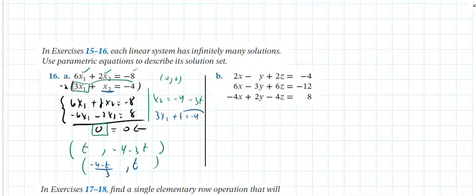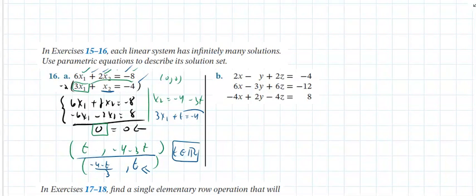So here, what's t? T could be any number. Either way. So here, if I pick 0, for example, (0, -4) satisfies this equation and this equation. If I pick t equal 1, (1, -7) satisfies both of those. Over here, t equals 0, (-4/3, 0) satisfies both of those. So either one of those will do. That's called a parametric equation set.